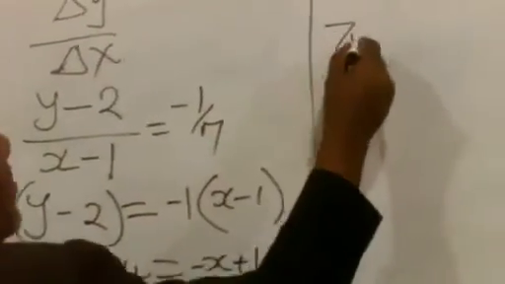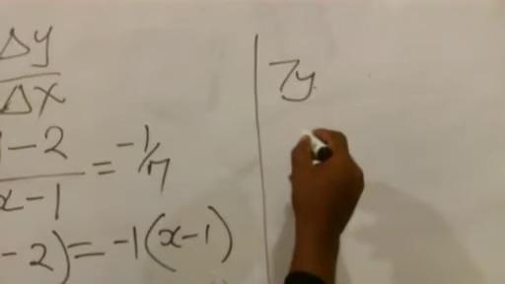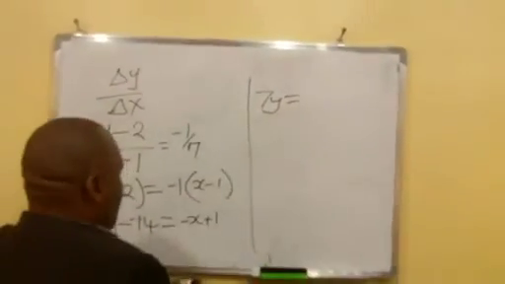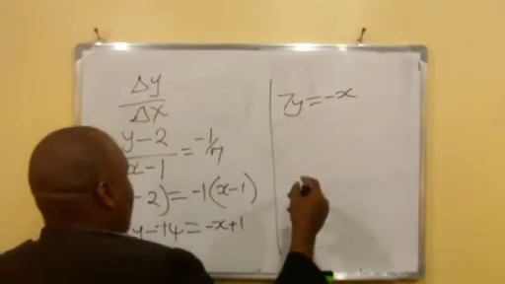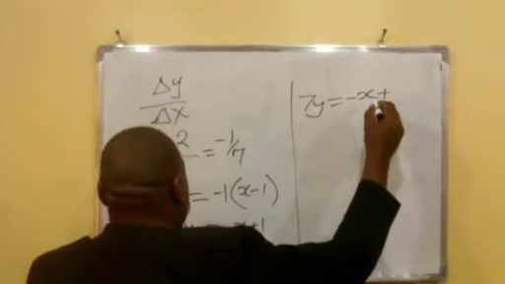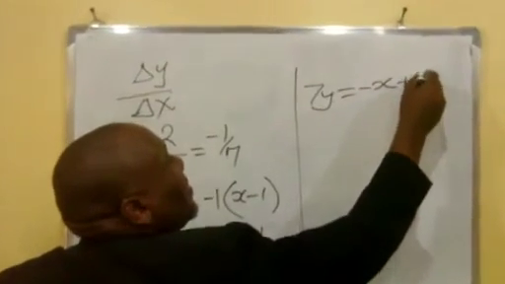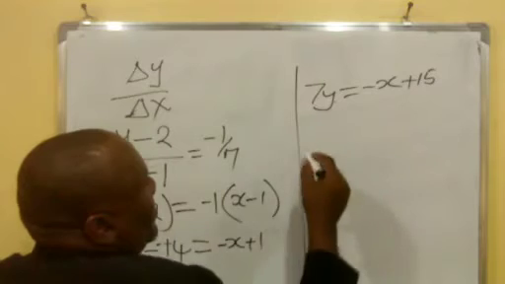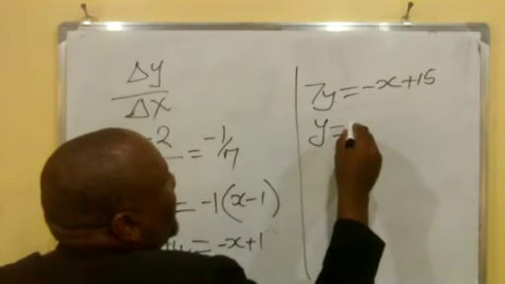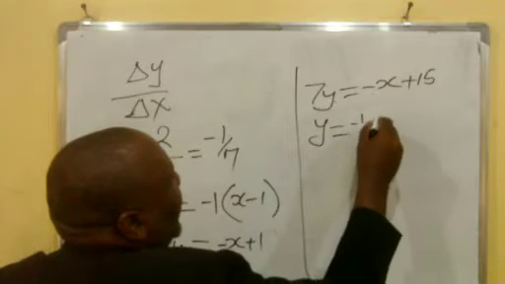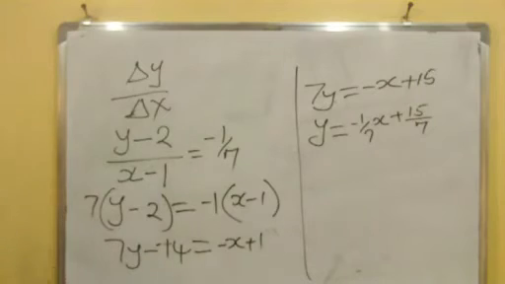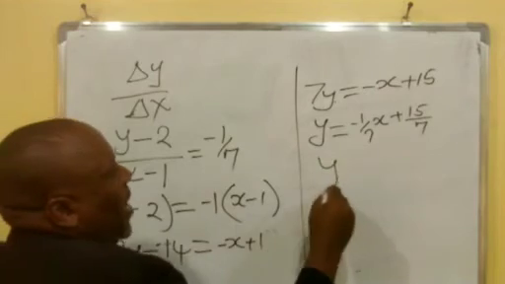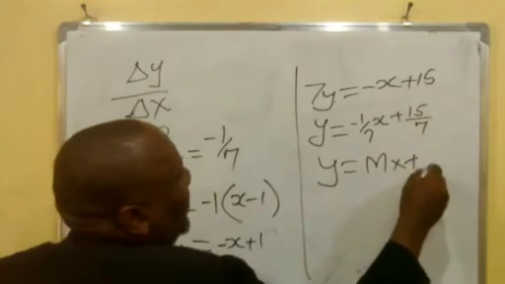So 7y equals -x plus 15. So y equals -1 over 7 x plus 15 over 7. That will be the equation of our normal in the form y equals mx plus c.